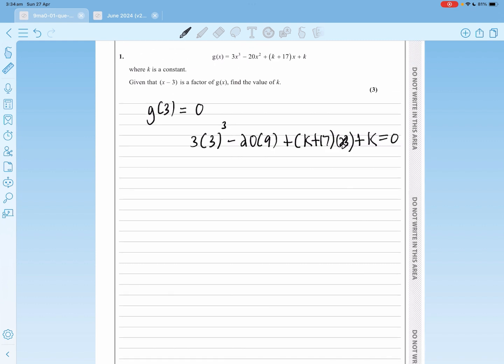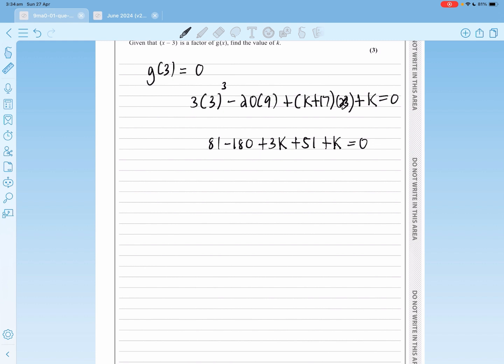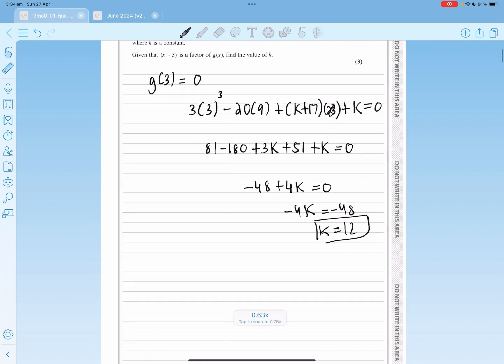So let me use the calculator. So we get 3 times 3 cubed, 81 minus 180 plus 3k plus 51 plus k equals 0. So then we just add the like terms. 81 plus 51 minus 180, we get minus 48 plus 4k is equal to 0, so 4k equals 48, k is equal to 12. That's question 1.